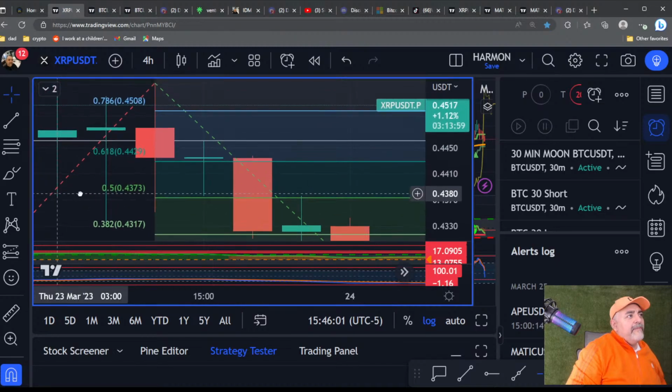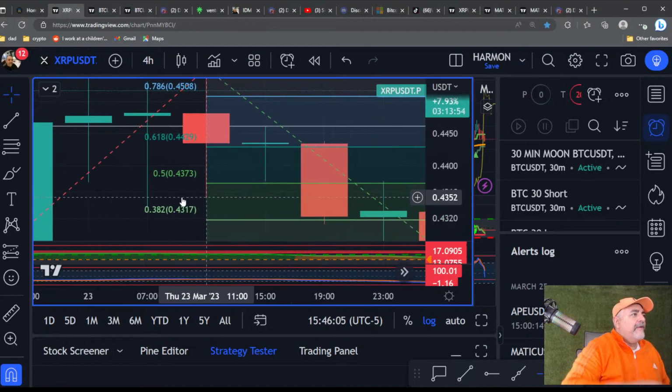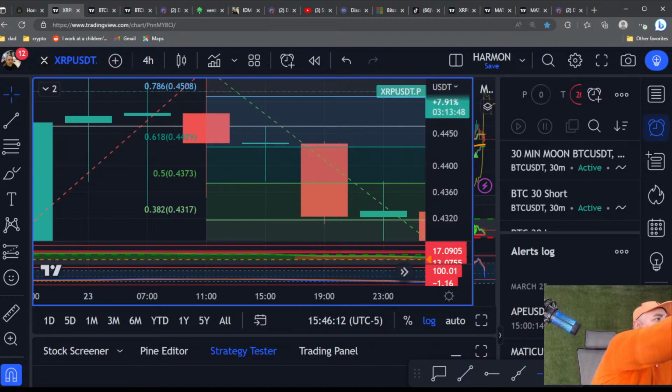The golden pocket, guys. Ready? The golden pocket. Here we go. You guys should be able to see this. The golden pocket, guys, right here. Good evening, Pops. Here's your golden pocket. 382, 618. You guys see that? 618, 5 over. Okay? Right here.